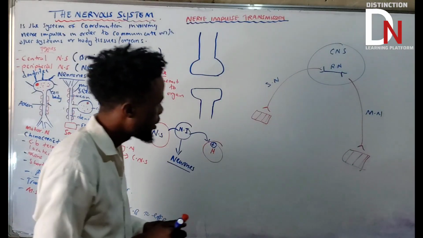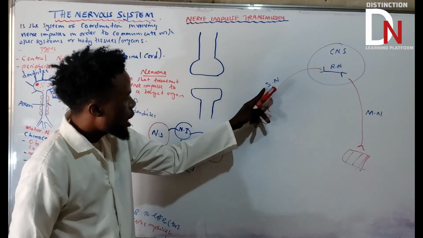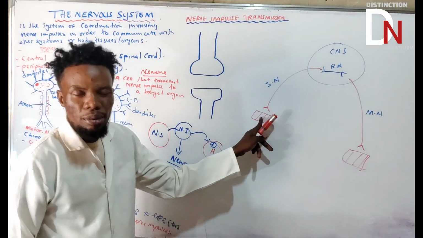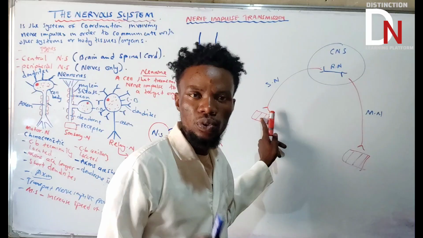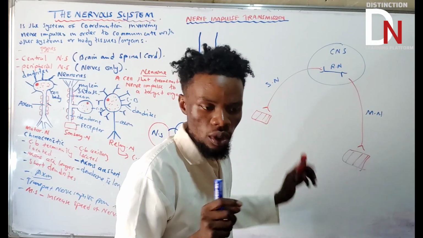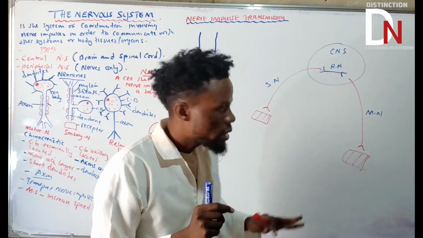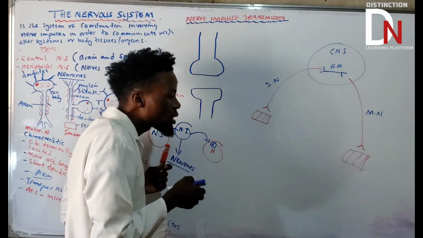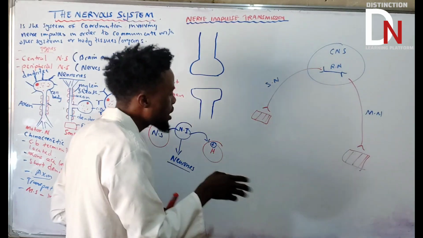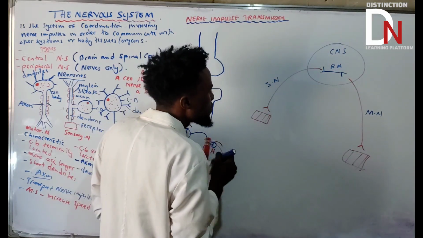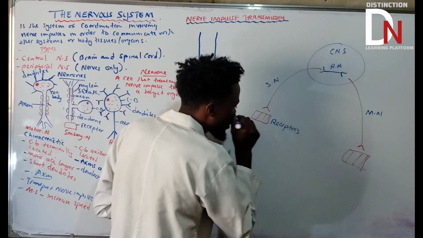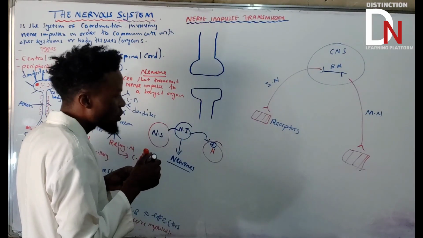So sensory neuron: remember that to sense is to get information, to detect something. No wonder we've got sense organs. So the sensory neuron is going to detect information from the sense organ. And sense organs are going to have something important: receptors.